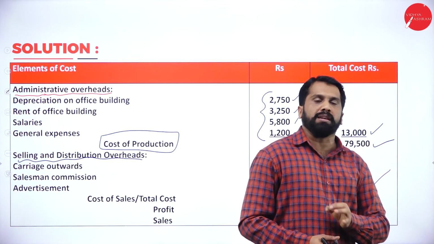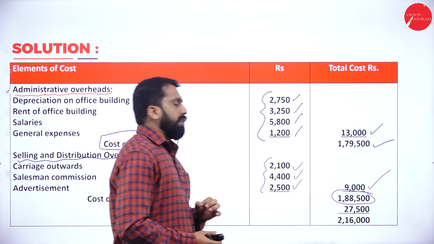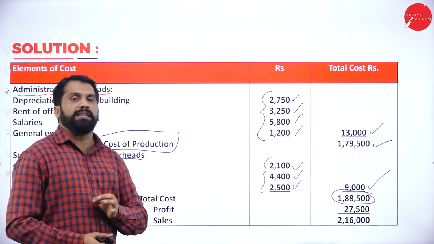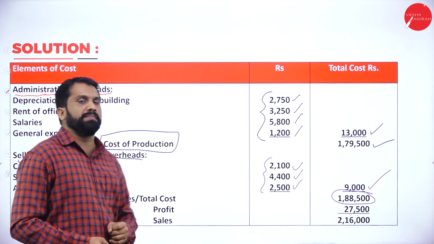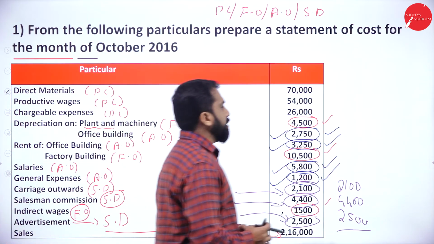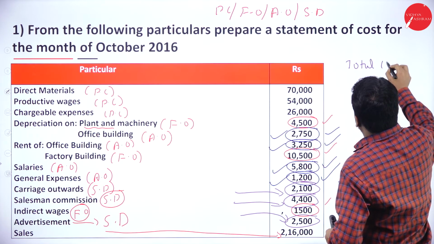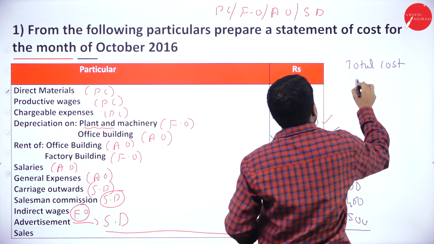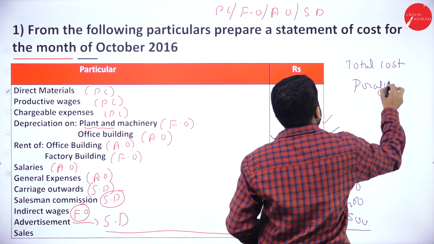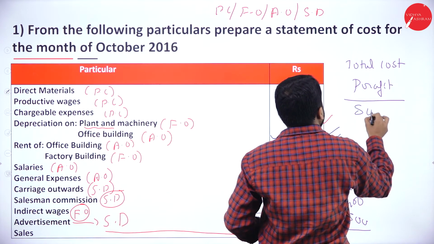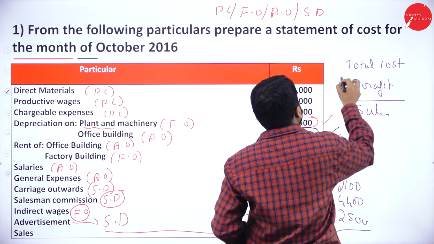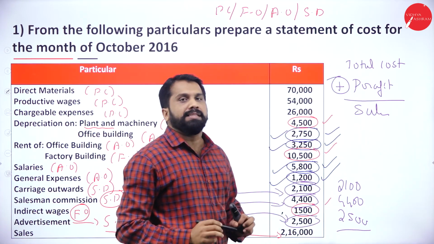Now, 1,88,500 we got. For this, have they given profit in the question? We'll go back to your question. As I told you, what is the concept? You have to add everything. You will get total cost. For that, you should add profit, and total cost plus profit will be your sales.